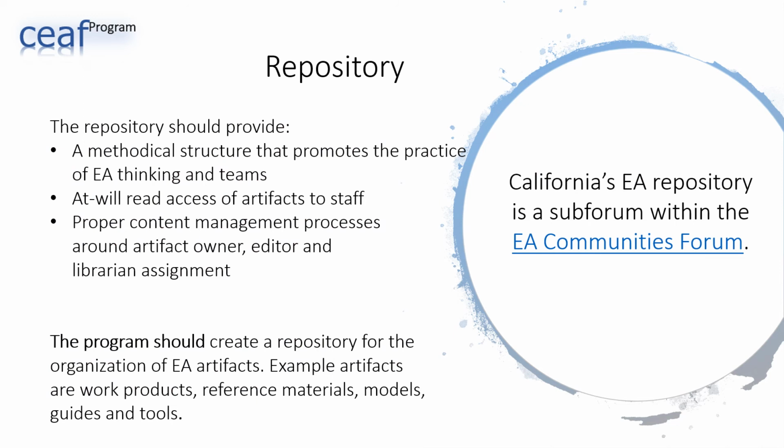The Framework online repository is available to state employees on this website. The repository includes example artifacts of work products, reference materials, models, guides, and tools. The program's repository should promote EA thinking in teams, anytime read access to staff, and a content management process to maintain artifact integrity. Access to the statewide EA repository is available to all state staff with authorized access to the EA Communities Forum. Information regarding gaining access can be found on CDT's website.